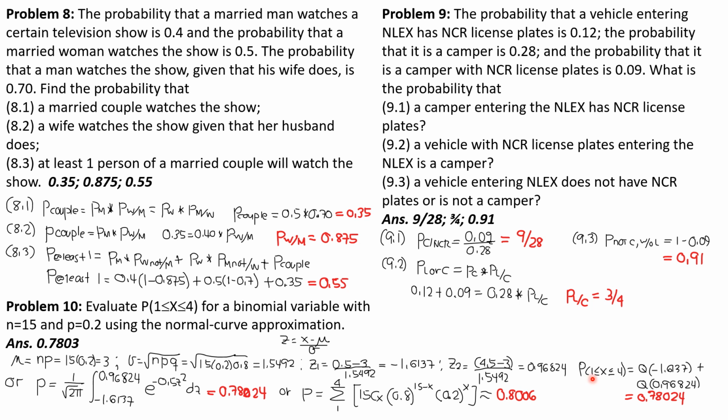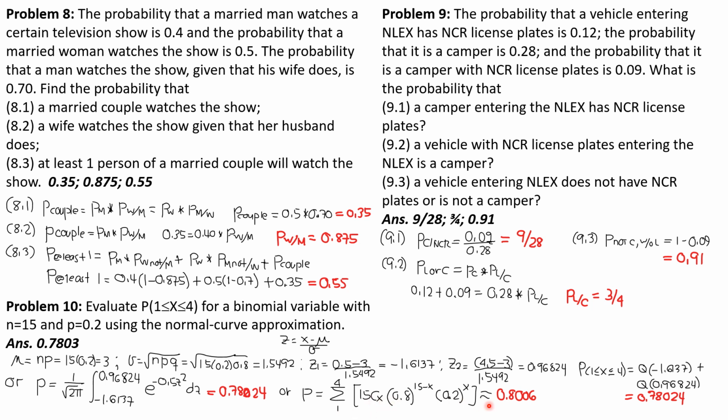So the probability that 1 ≤ x ≤ 4 is the value of the area under the normal curve. Remember this: Q(-1.6137) + Q(0.96824), and that is 0.78024. Another way is to use the formula by integration: 1 over square root of 2π, integral from z1 to z2 of e to the negative 0.5 z² dz. So using your calculator there, we obtain the same value. Then another one by approximation.